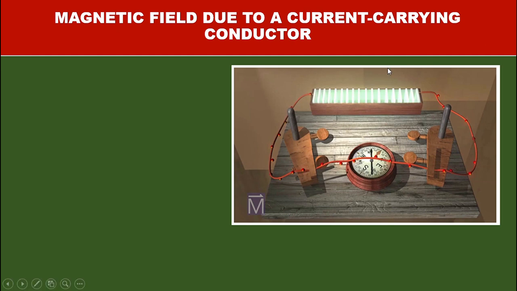All of you look at this picture. This is a compass having a magnetic needle, and one more here. This is the battery, and here are two wooden holders, and this is the conducting wire connected to a battery. When the battery is on, electric current passes through the circuit.